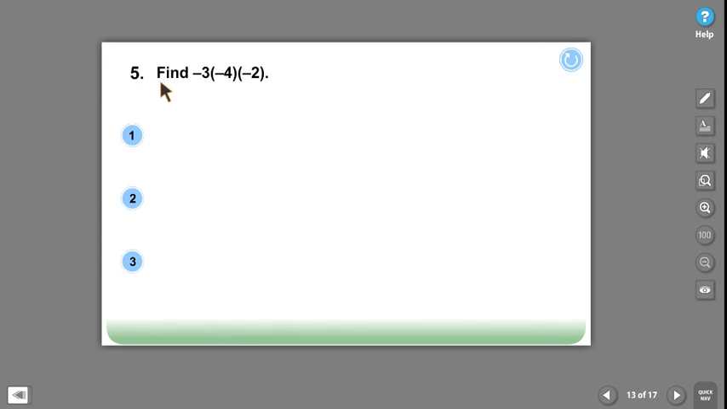Example number 5. Find negative 3 times negative 4 times negative 2. Now, the rules that we gave you was a product of two integers. If you ever have to multiply more than two integers, you just take two integers at a time. So here, they're using the associative property to say, let's multiply negative 3 times negative 4 first, and then whatever that answer is, we're going to multiply that times negative 2.